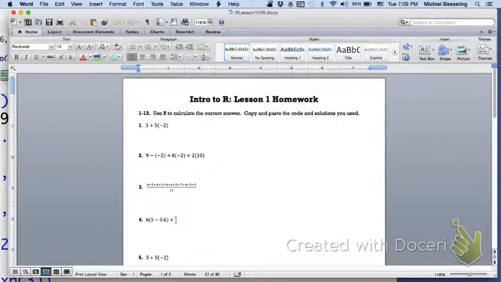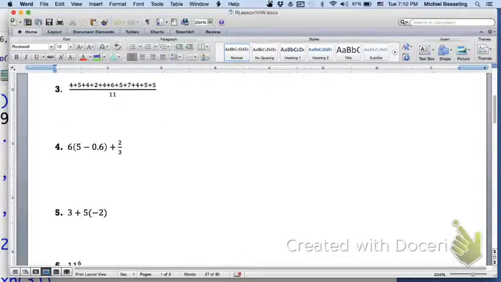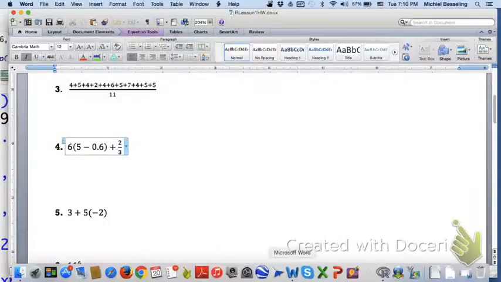So let's pick a good one here. I'm going to pick this one, number 4. So I'm going to use R to solve this mathematic problem, and please don't do it by hand. Let's just put it in exactly the way it is in R. So I want to solve this problem: 6 times (5 minus 0.6) plus 2/3.